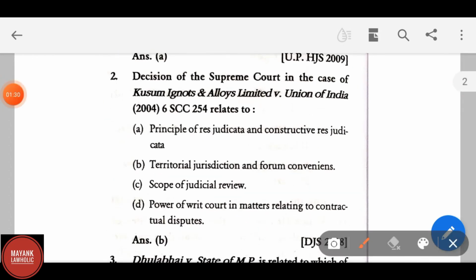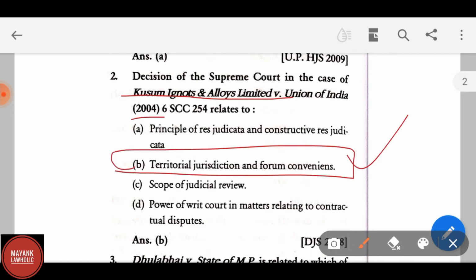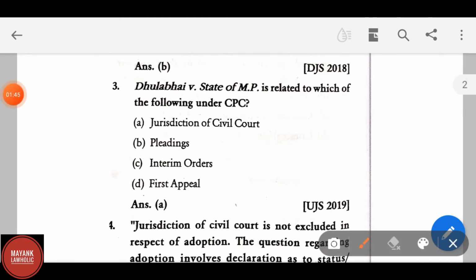Decision of the Supreme Court in the case of Kusum Ingots and Alloys Limited versus Union of India, 2004 SCC 254 relates to? Correct answer is B. Territorial jurisdiction and forum of convenience. Dhulabhai versus State of MP is related to which of the following under CPC? Correct answer is jurisdiction of civil court.